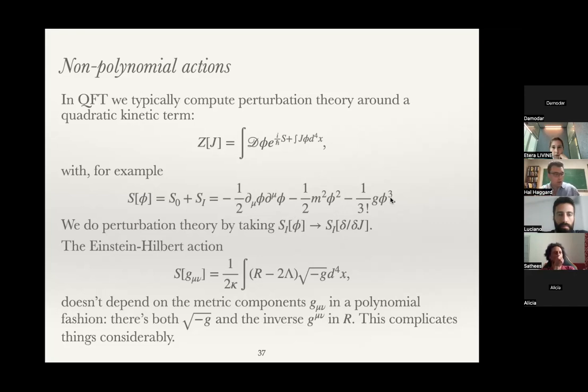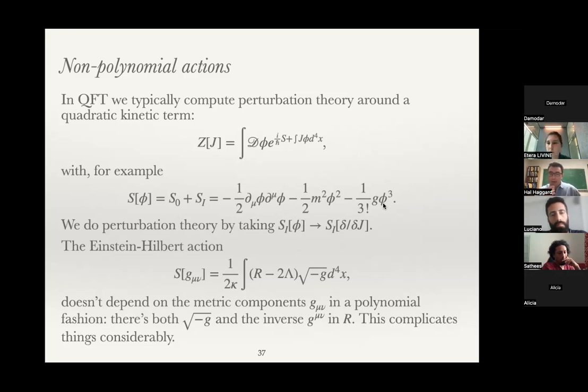And the thing to notice about this phi cubed theory is that there's two pieces. The kinetic term is quadratic. That's the first piece. So that's why I called it S0 and separated it out. And the interaction terms are polynomial in the field variable, just in the straightforward mathematical sense, phi squared and phi cubed.